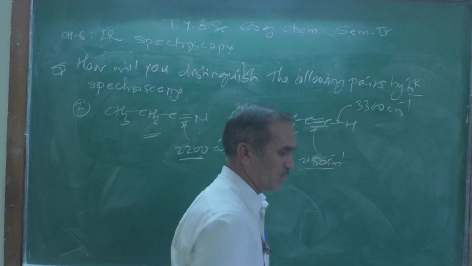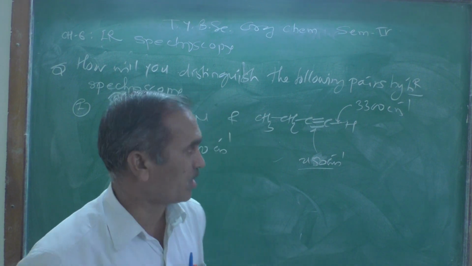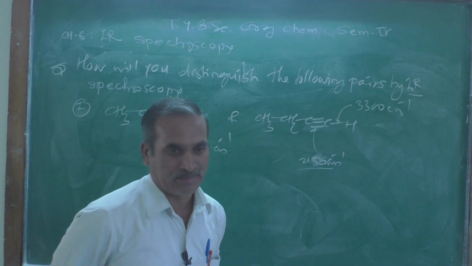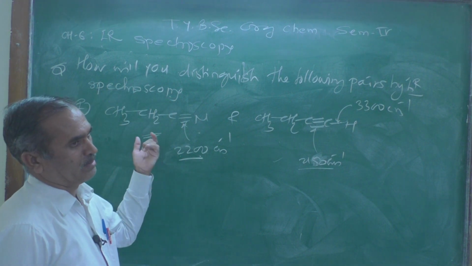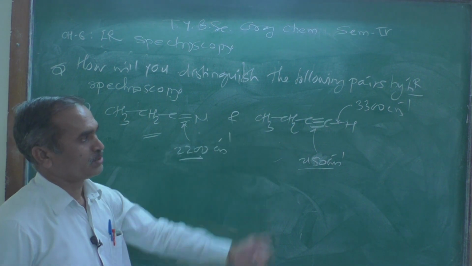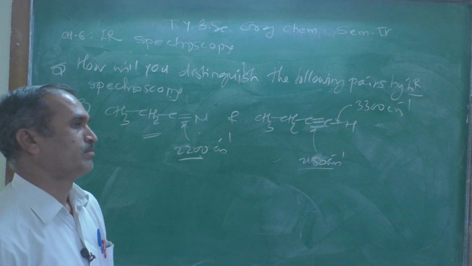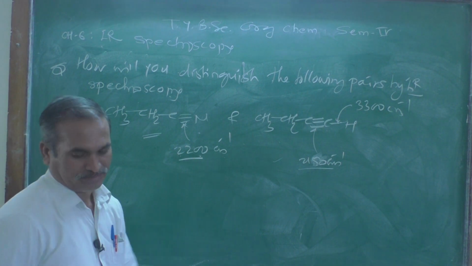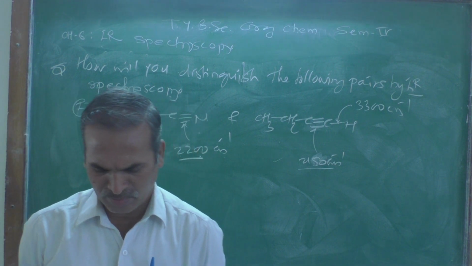So these two peaks appear, and in this way we can easily distinguish: the first structure gives one signal, whereas the second structure will provide two prominent peaks, and from that we can easily distinguish these two structures from each other.